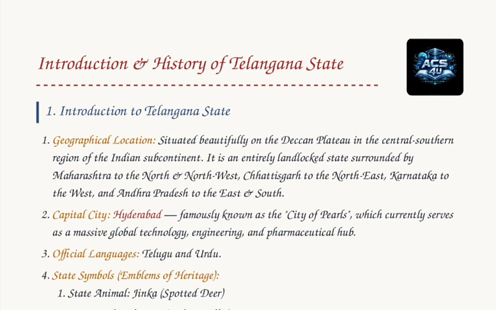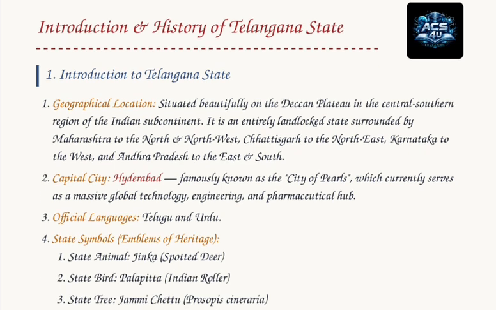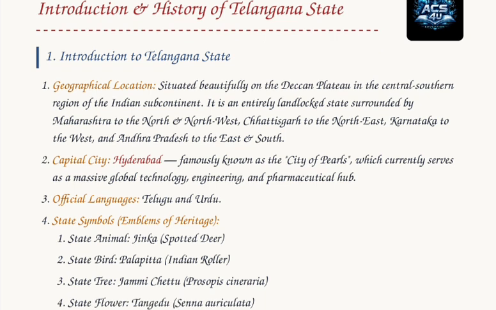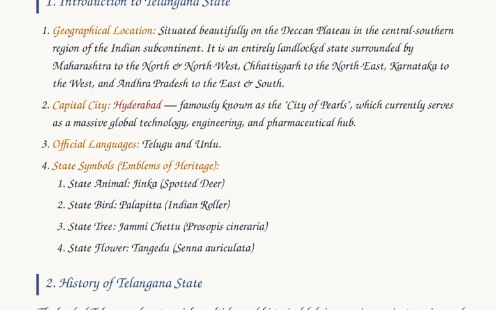State symbols, the emblems of the heritage. Firstly, we will start with the state animal. It is the Jinka, spotted deer. State bird, Palapita, Indian roller. State tree, Jammichetu, Prosopis cineraria. State flower, Tangedu, Senna auriculata. We'll start with the history.